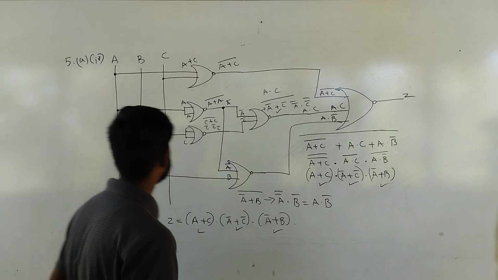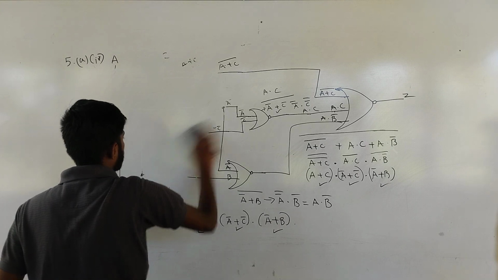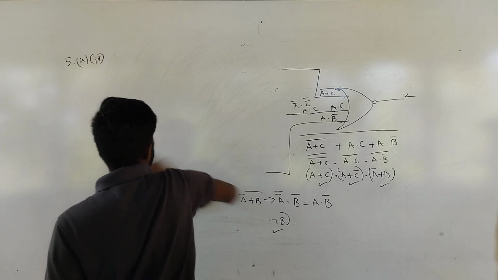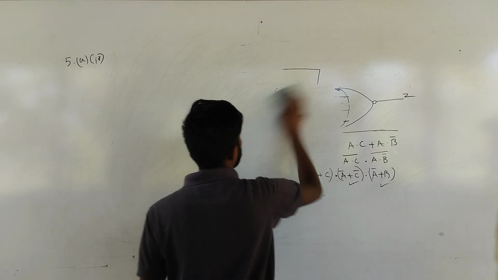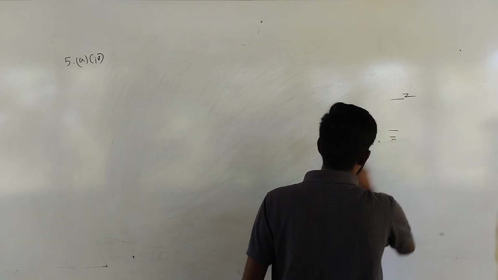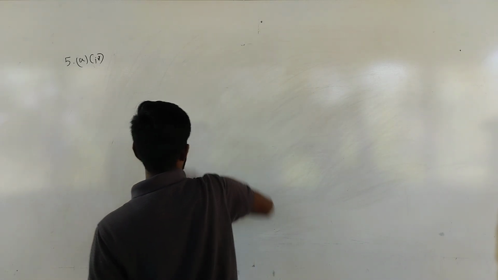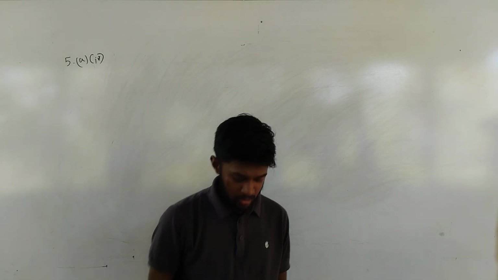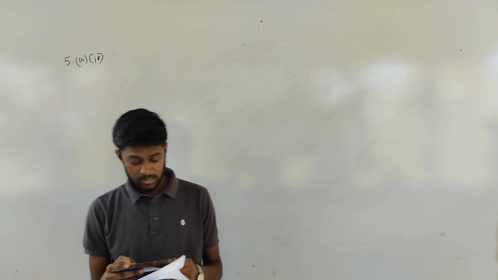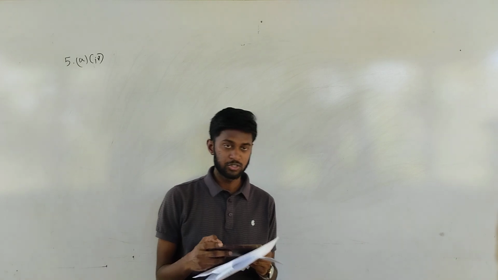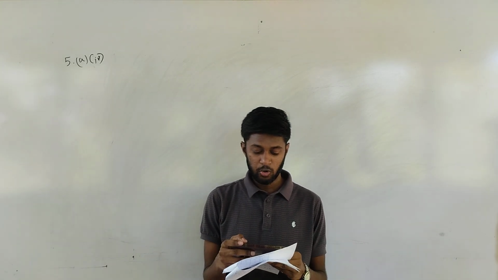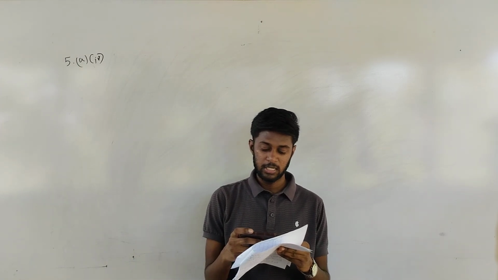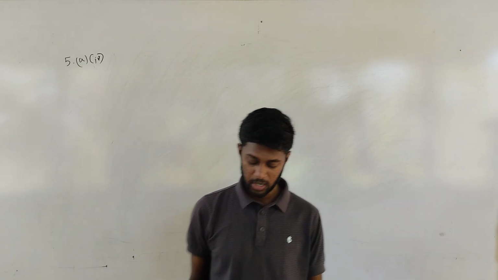Now let me erase this. Alright, so now what are they asking? Let's go for B now, dear students. Using Boolean algebra, show that A bar C plus A bar B plus A B bar C plus BC is equivalent to C plus A bar B. So let us see how to do that.